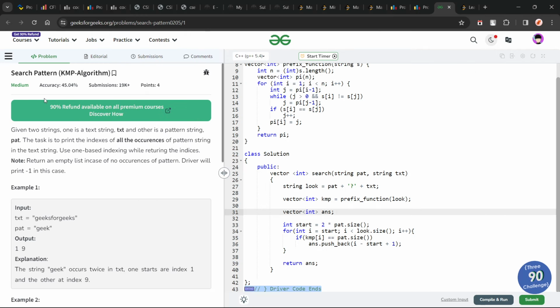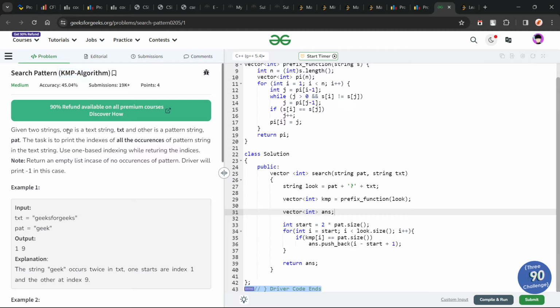So in this video we are going to discuss the Geeks for Geeks problem of the day, and today's problem is Search Pattern, and in the brackets they have written KMP algorithm. If they have written this in the brackets, that means they want us to solve this problem with KMP only and no other method.